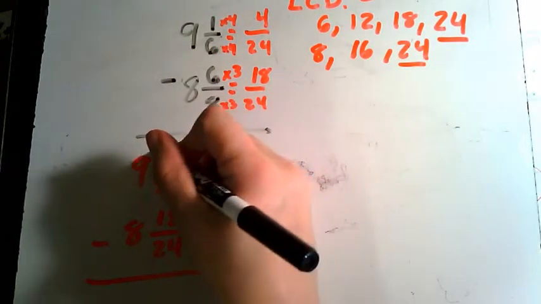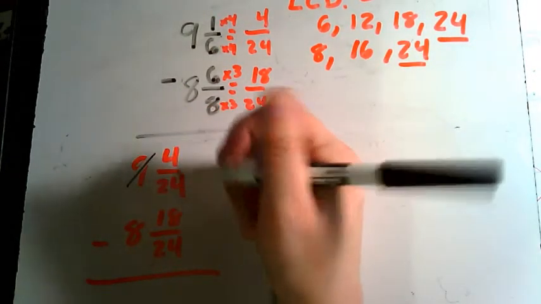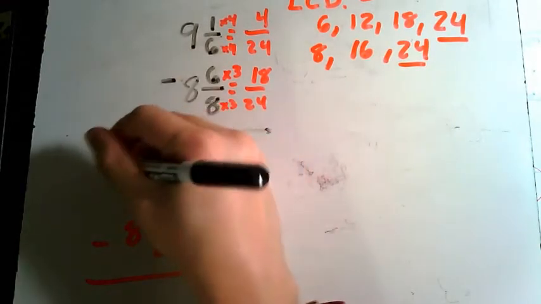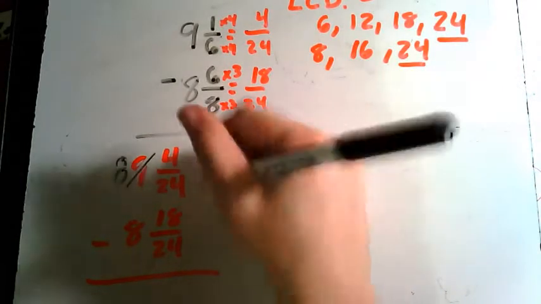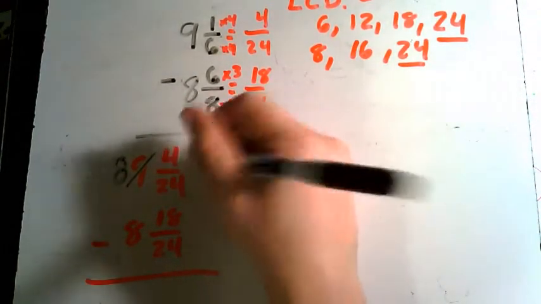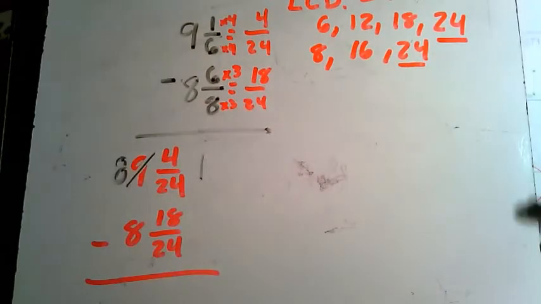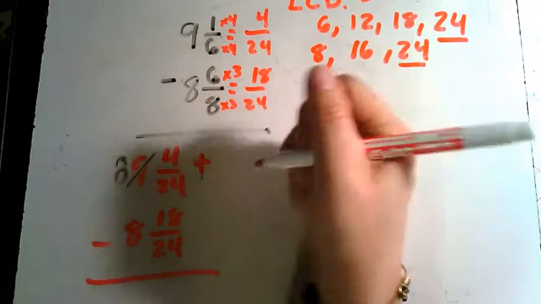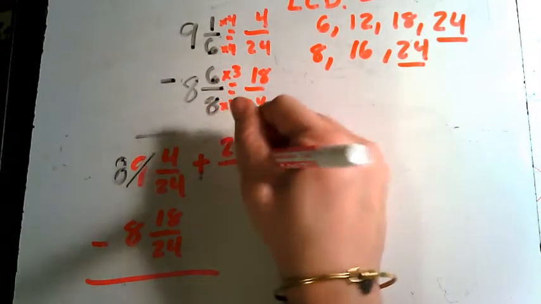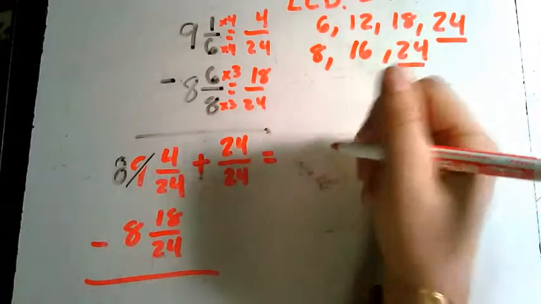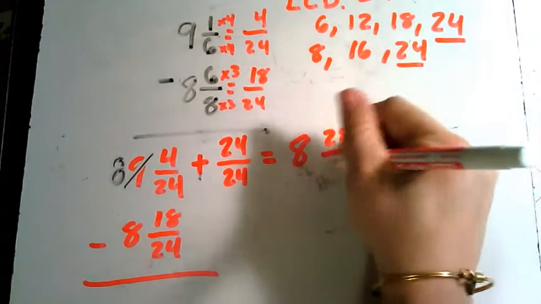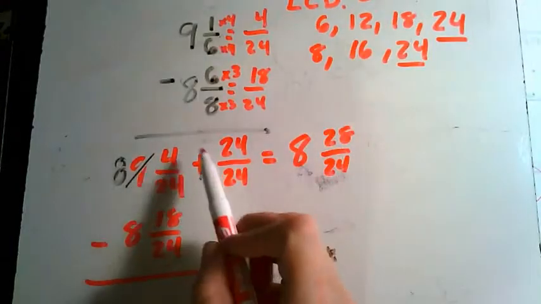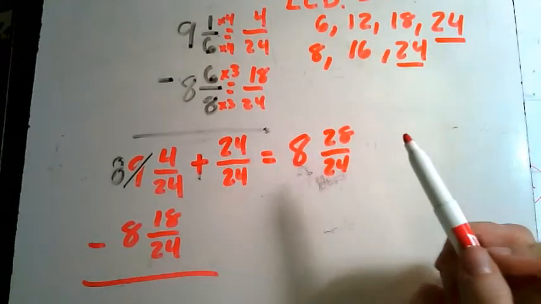Remember, to regroup, we take one whole away from our 9s. That leaves us with 8 wholes. And we add that whole over here to our fraction, and we add it as a fraction. My marker is not working. All right, I'll move to red. So we're going to add the whole, and we're going to use that denominator, and we're going to add 24/24. This gives us our new fraction, 8 wholes and 28/24, because I added 4 plus 24 equals 28.